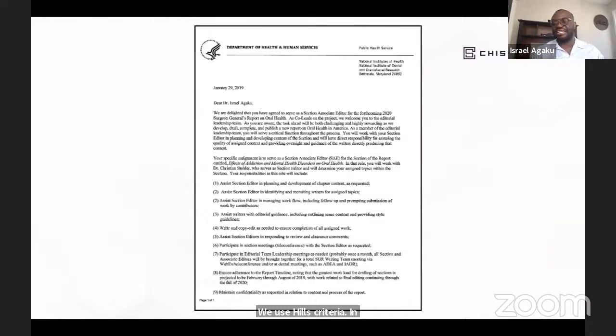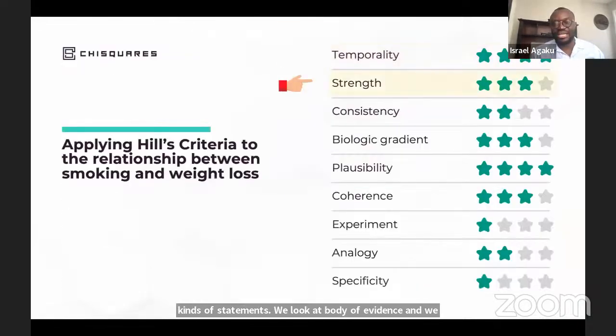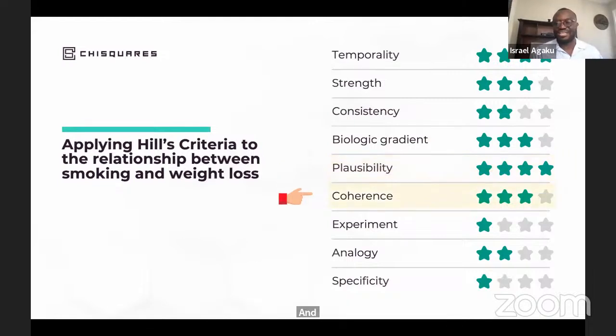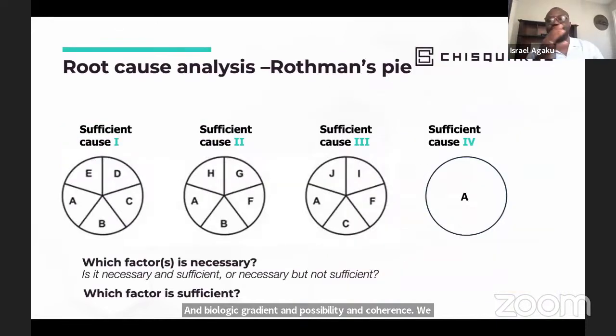We'll look at the body of evidence and we'll look at, okay, how does this apply in terms of temporality and strength of association and consistency and the biologic gradient and plausibility and coherence. We look at all of these things and we'll say, all right, based on these things, there's enough evidence to say that A causes B or A causes Y.